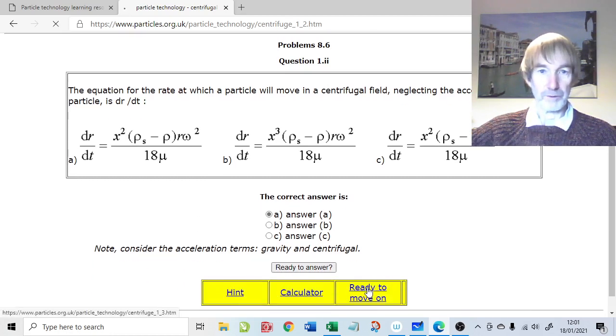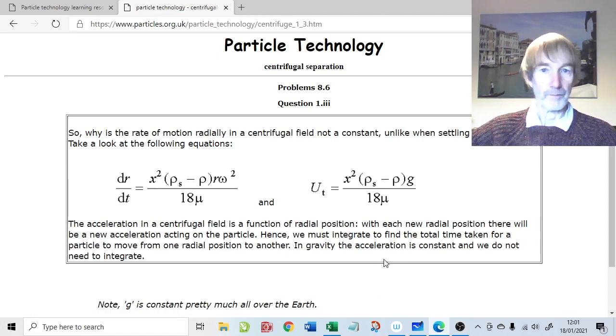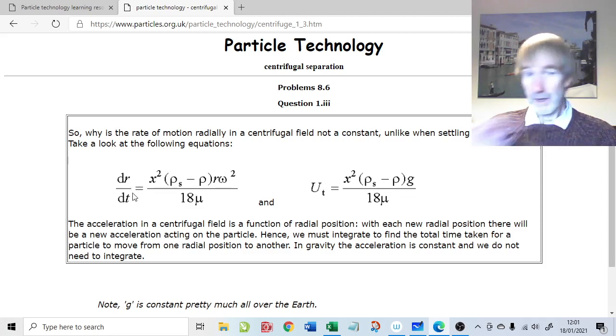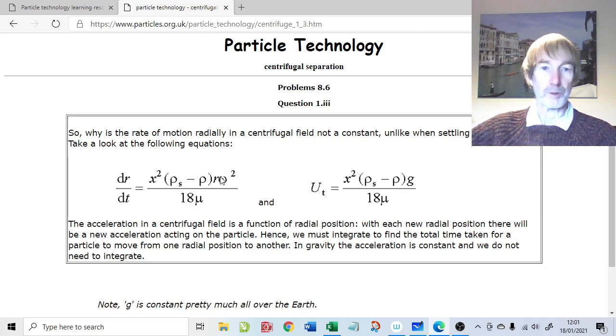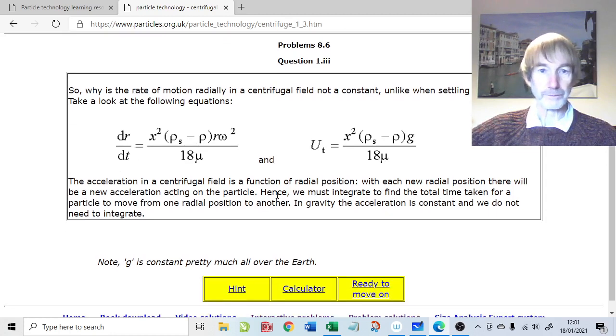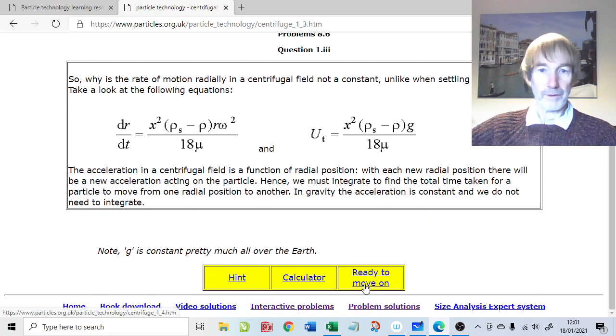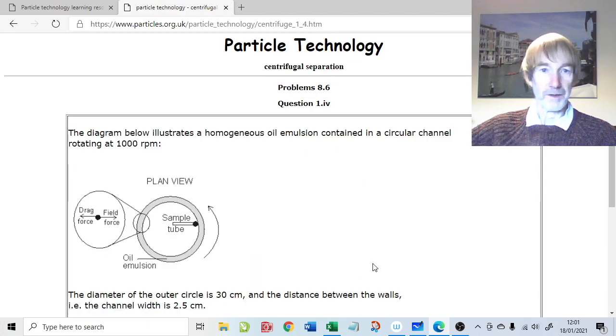So let's move on. You can contrast the two equations. The equation on the right, Stokes' law, has no dependency on the position. Ut is a constant because there's no value of height on the right hand side. But that's not true for dr dt. Pardon me. dr dt depends upon the radial position, so we're going to have to integrate, hence it's been left as a differential. Okay, so that's not a question, that's a statement.